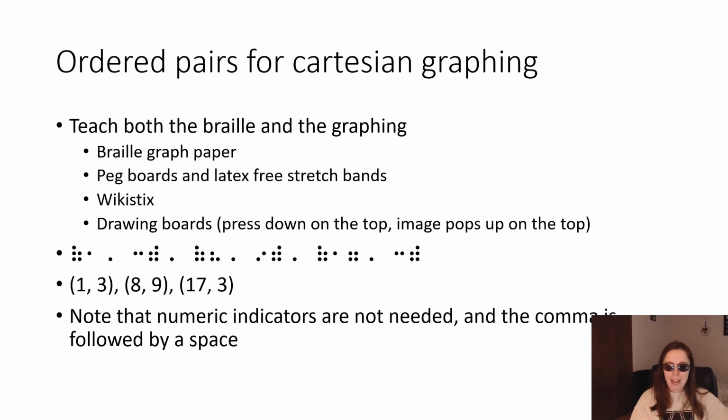close the parentheses. If you had a whole list of ordered pairs, you would use the mathematical comma in between those ordered pairs. Again, note that the numeric indicator is not needed, and every time we use the comma in Braille, it is followed by a space. This is another way that Braille readers have good clarity that the .6 is a comma in this context and not a capital. So be sure to put a space after the comma inside the ordered pair and a space after the comma in the list between ordered pairs.